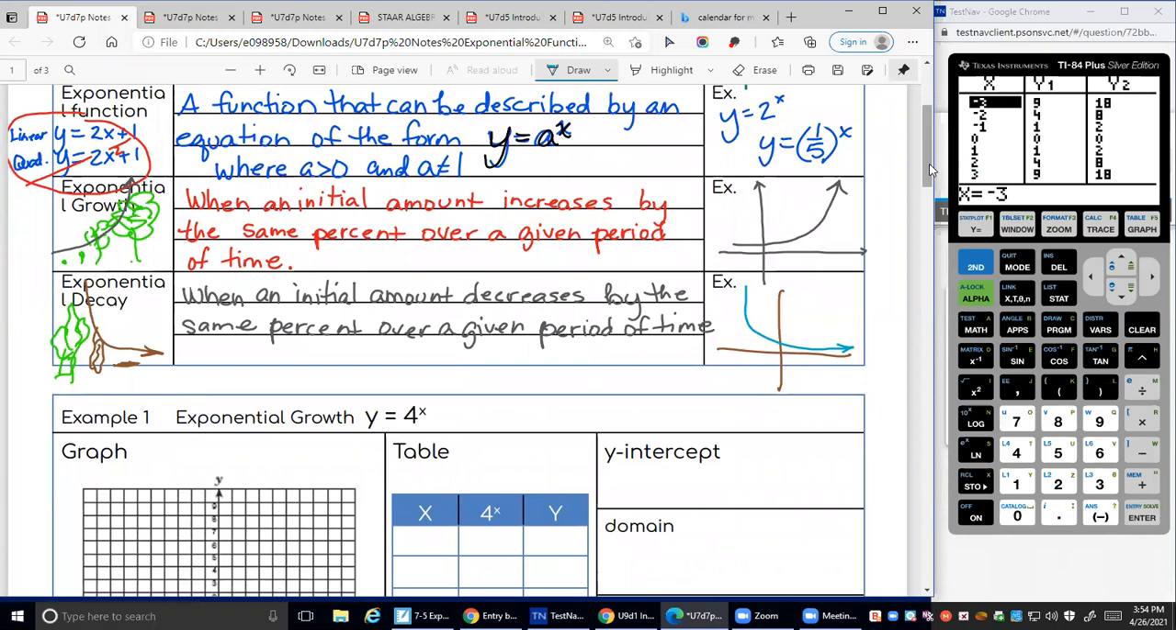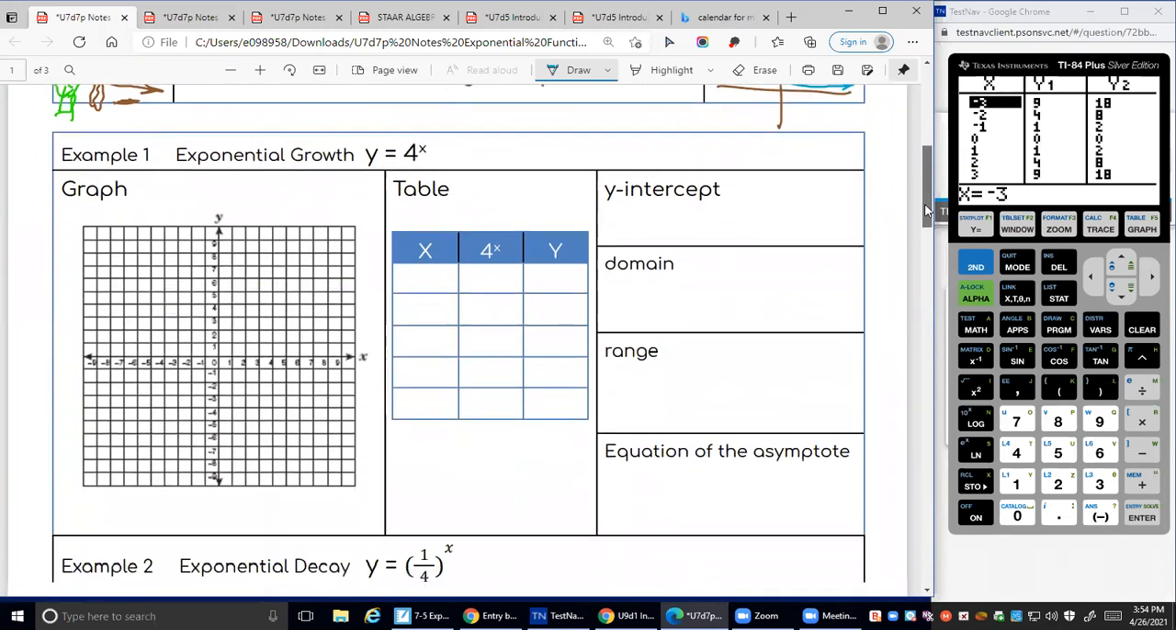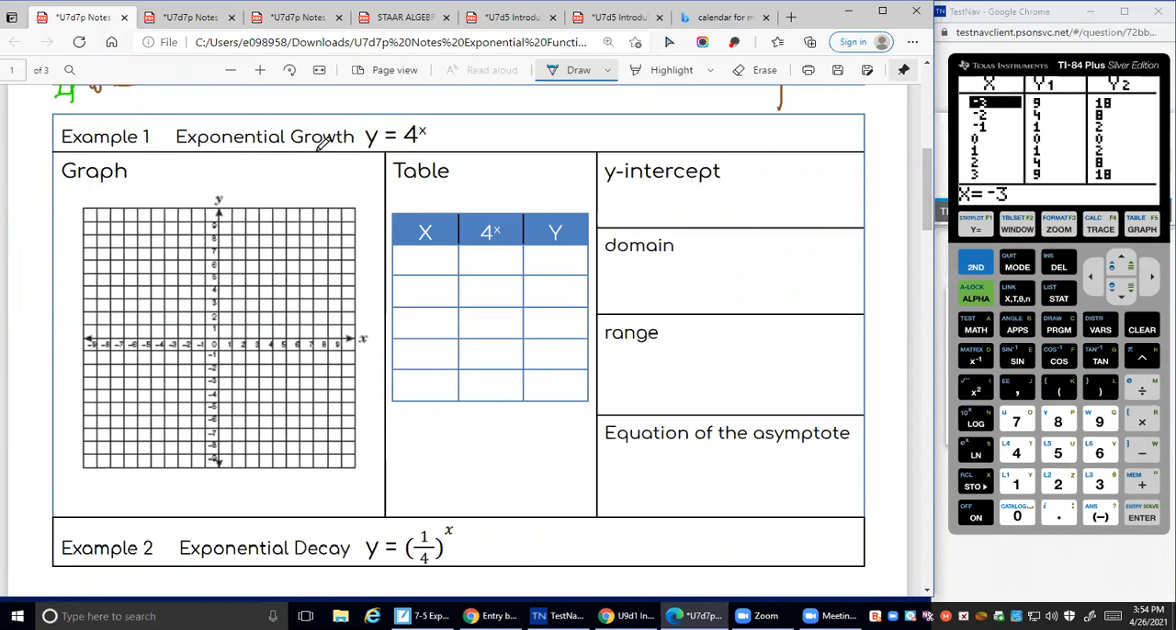Okay, let's go ahead and look at example 1. All right, ladies and gentlemen, right here we have exponential growth where y is equal to 4 to the x. This right here, this is what we call the base. And what do we call the x? Starts with an E. Exponent. Very nice. That's why we call it exponential. So the base, in order for it to be growth, must be greater than 1. Okay? Any number greater than 1.